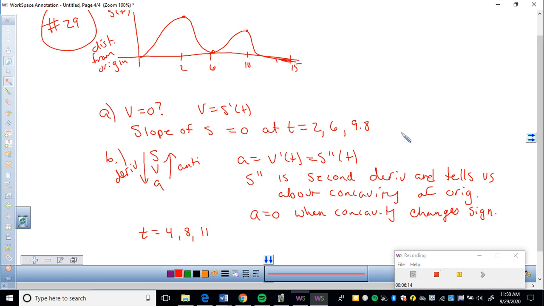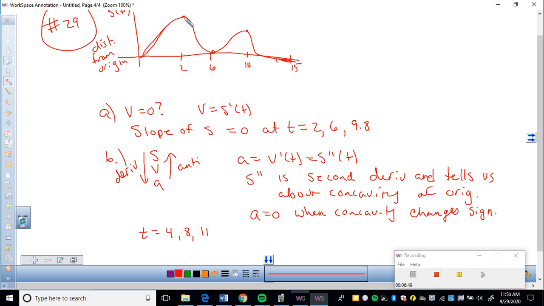Then they asked when the acceleration would equal 0. All right, well, position, velocity, acceleration. Acceleration is the derivative of velocity, which is the second derivative of position. Second derivatives tell us about concavity of the original function. Well, if acceleration is the second derivative, it will equal 0 when the concavity changes sign. So if we look at, sorry, it should look a little more like that. We're looking for the places where position changes concavity.